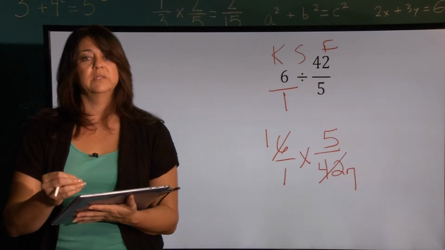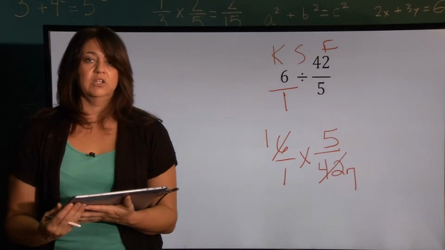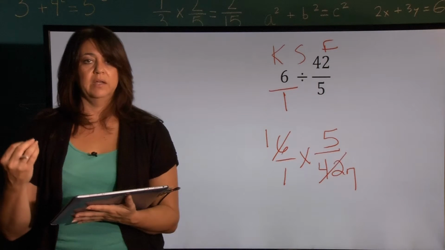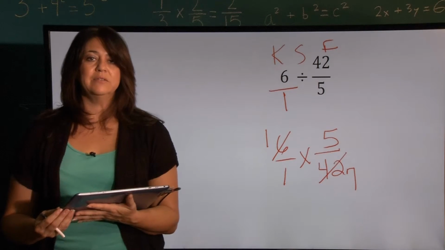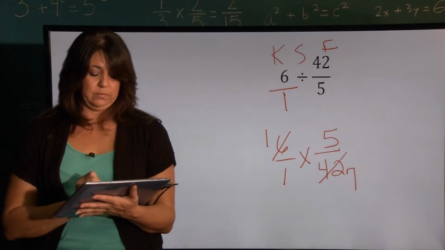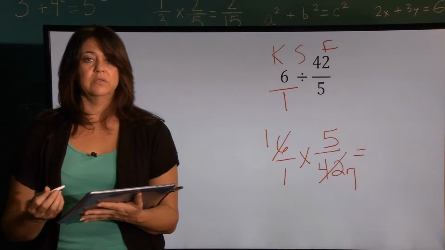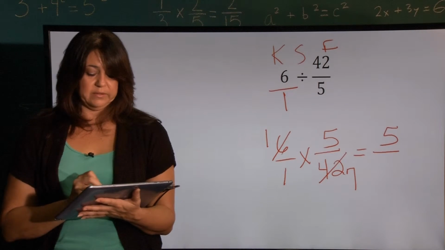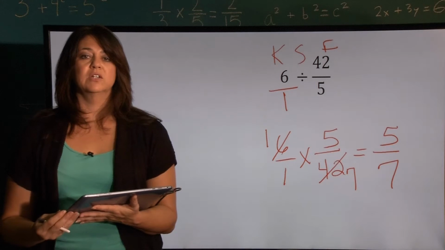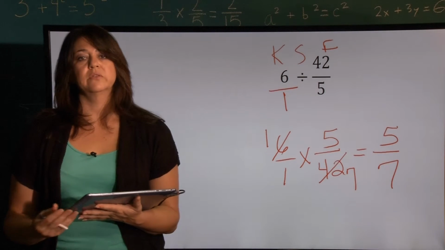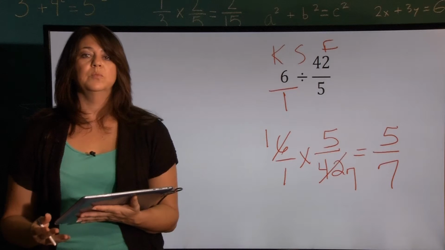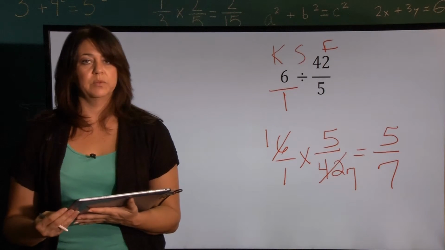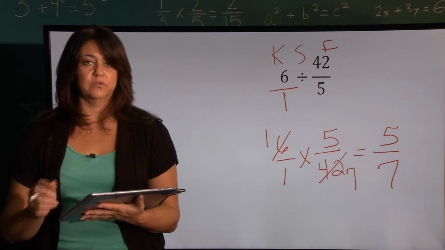If you're not comfortable with this skill, then work with flashcards or a multiplication chart and get the basic facts stuck in your head. It will make all of your simplifying easier and faster. And now we multiply across the top. 1 times 5 is 5, and at the bottom 1 times 7 is 7. This fraction is in simplest form, so this is our final answer. If you multiply first, always take a look at your final fraction and see if it can be simplified. Your fractions need to be in simplest form.